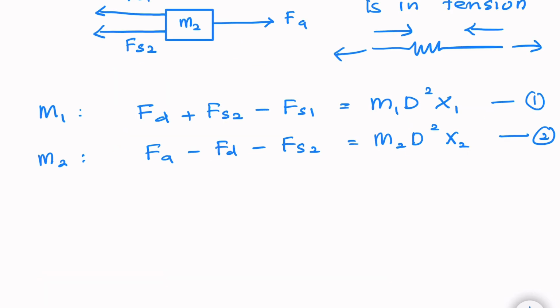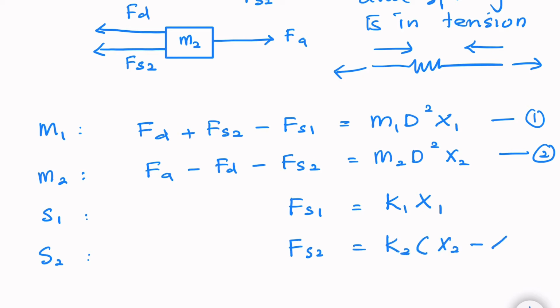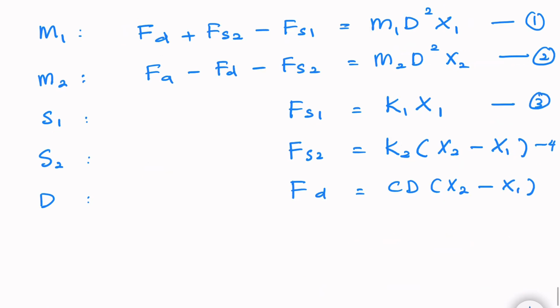Then we write the equations for all other elements. For spring 1, the equation is Fs1 equals K1 x1. Then for spring 2, the equation is Fs2 equals K2 (x2 minus x1). Then for the damper, we write Fd equals Cd (x2 minus x1). These will be the third equation, fourth equation, and fifth equation.